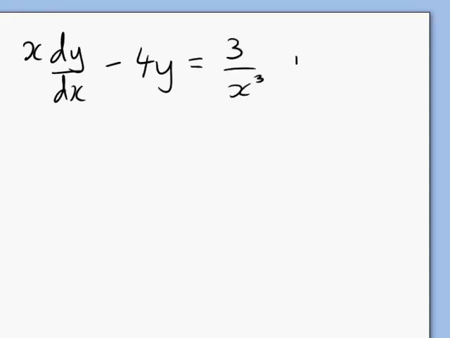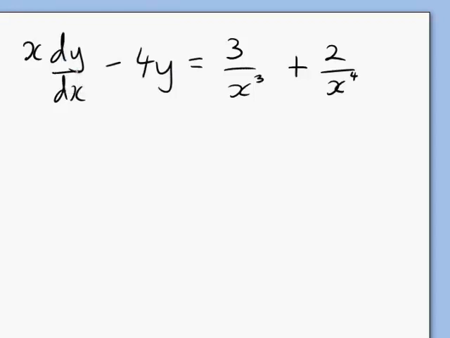Let's consider the following differential equation: x dy/dx minus 4y equals 3 divided by x cubed plus 2 divided by x to the power of 4. If we're wanting to solve this DE, the first thing you'll notice is this is a first order differential equation, and it is also a linear differential equation. It's linear because dy/dx and y are just raised to the power of 1.